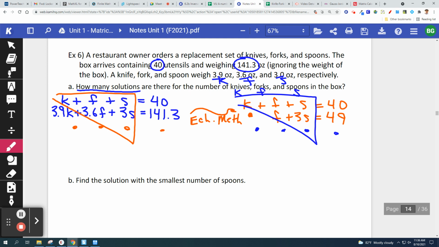Remember the question: it says how many solutions? So it's not going to be an infinite number. If you think about it, there are limitations on this problem. With 40 utensils, any number that produces a negative number of forks isn't going to work. Any number that produces a decimal number isn't going to work. The 3 numbers have to add up to 40, so any solution to this system that produces a number bigger than 40 isn't going to work. So there's a limited number of solutions, and our job is to figure out how many.